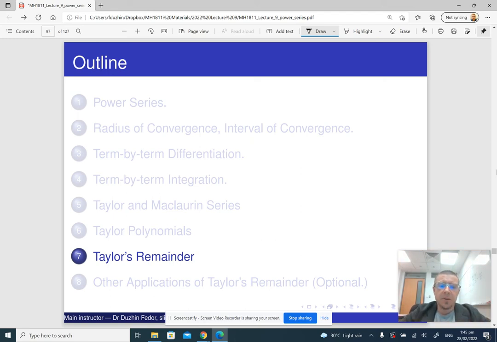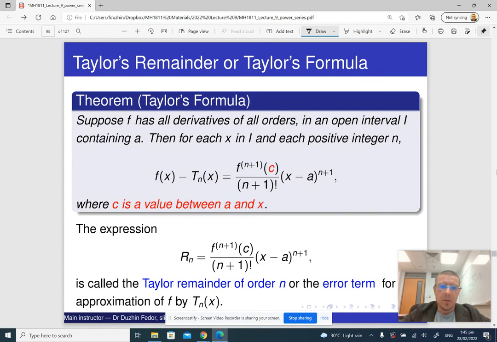All right, in part 7 of the lecture, we are going to consider Taylor's remainder. So, what is Taylor's remainder? Basically, if we have Taylor's polynomial of degree n, then we consider it as an approximation to our function f. The difference between our function and this approximation is the remainder, right?